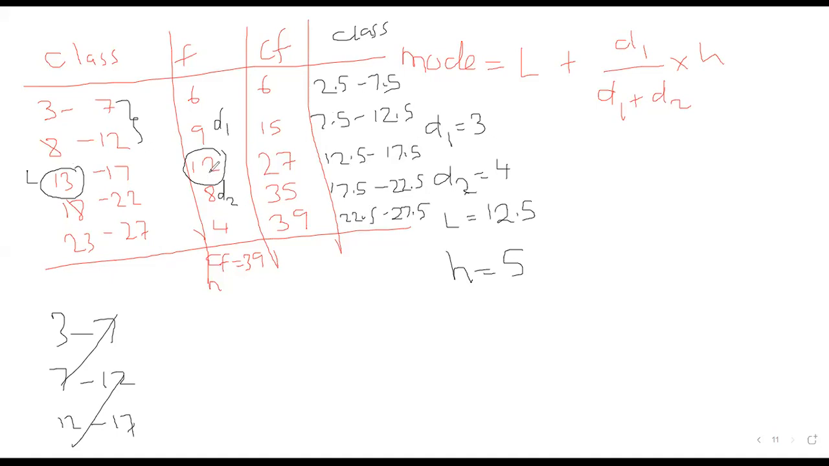So how do we find the mode? Step one, the highest number. This is called FM if you like. On top of it is F1. Below it is F2.